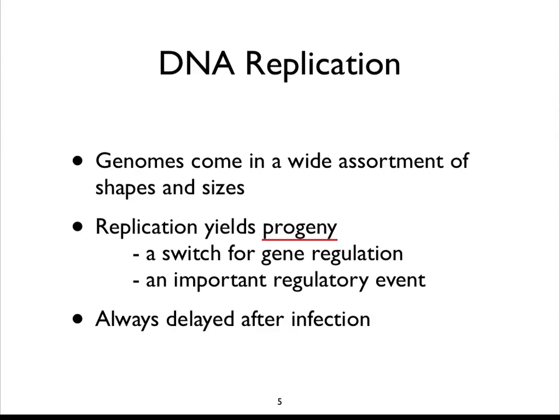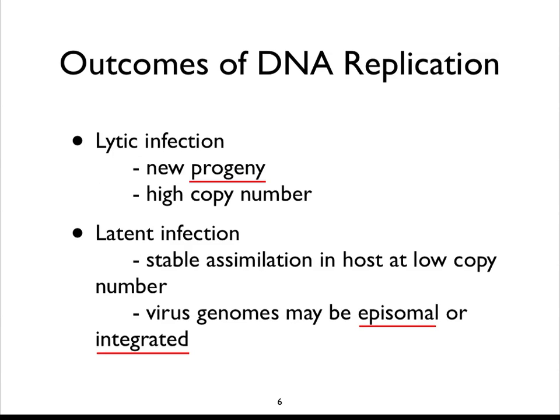Virus replication yields progeny, but what it also does is it acts as a switch for gene regulation. And in every instance that we know about, the onset of virus DNA replication does not occur immediately upon infection, but it requires some sort of virus-initiated event. And once DNA replication begins, then usually at least one set and possibly two sets of virus genes are activated. And I don't mean two genes, I mean whole families of genes. So that's an important regulatory event in the transcriptional control and the cascade of virus gene regulation. And as I said, it's always delayed until after infection.